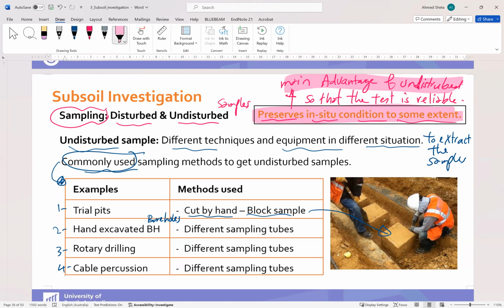So this can be cut by hand. For the other three methods, hand excavated boreholes, rotary drilling, and cable percussion, we use sampling tubes. The other technique is cutting by hand if you are in the trial pits. Okay, so all these methods are to extract undisturbed samples.